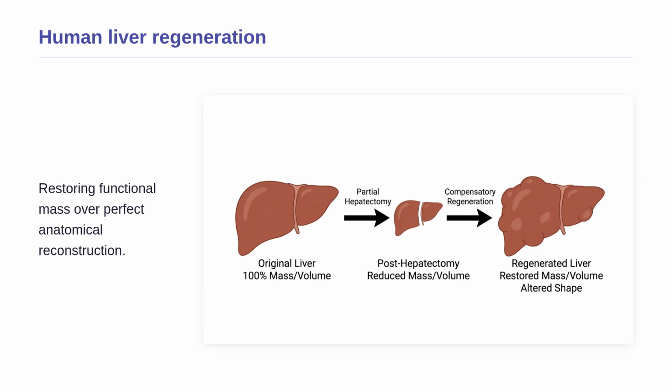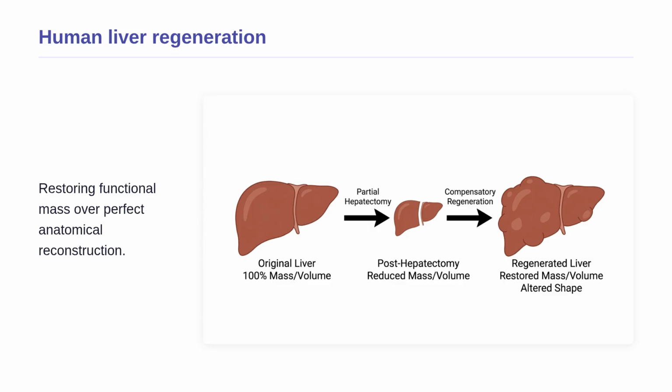To fully appreciate this medical marvel, let us look at the physical transformation of the liver. On the screen, you see a diagram tracking compensatory regeneration. On the left is the original, healthy liver at 100% mass. The middle image shows the liver immediately after a partial hepatectomy, where a significant portion has been surgically removed, leaving a reduced mass. Finally, on the right, we see the regenerated liver.